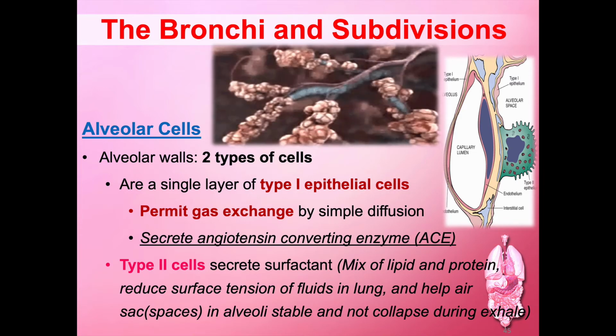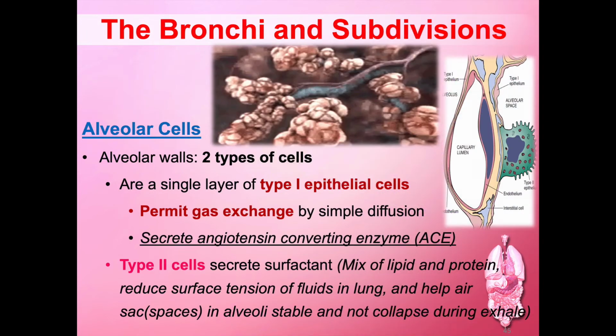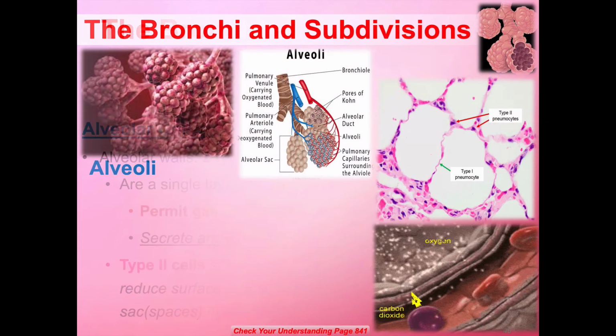Okay, so the surfactant secreted by type 2 cells reduces the surface tension in the alveolar sac, thereby helping the air sacs in the alveoli to be stable and preventing collapse during exhalation. That is called surfactant. Keep in mind, type 1 cells secrete ACE, angiotensin converting enzyme, and type 2 cells secrete surfactant that prevents collapse. So if the surfactant is less, the alveolar membrane will start to collapse.